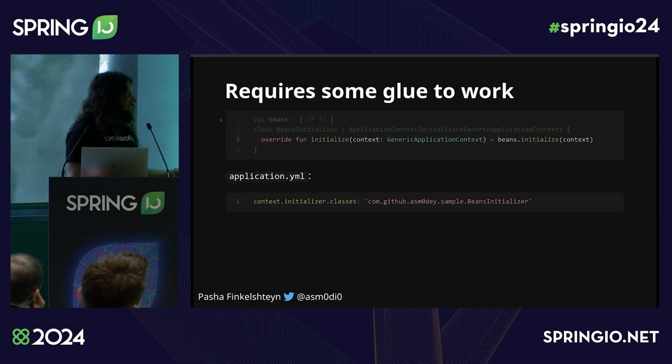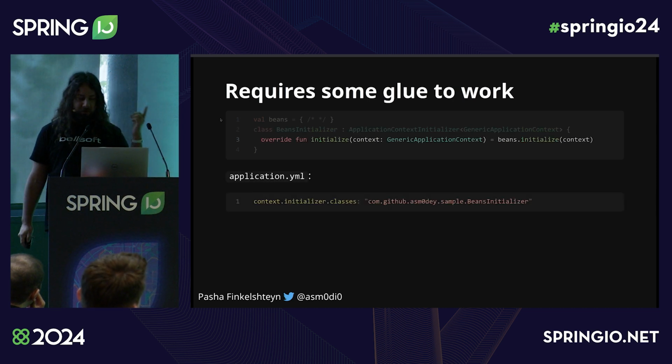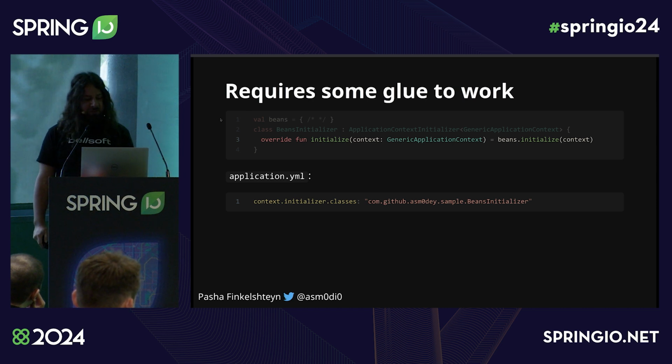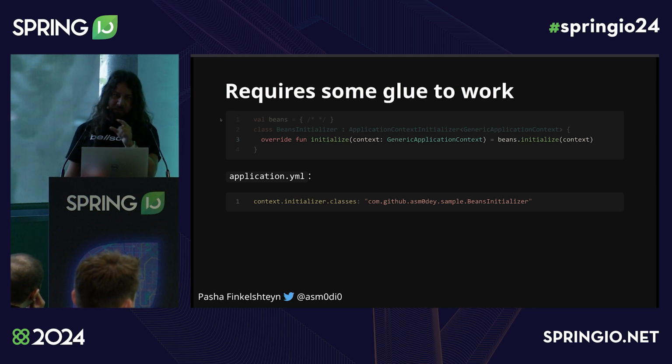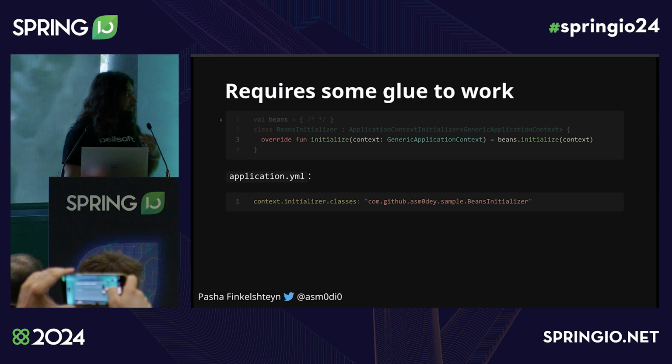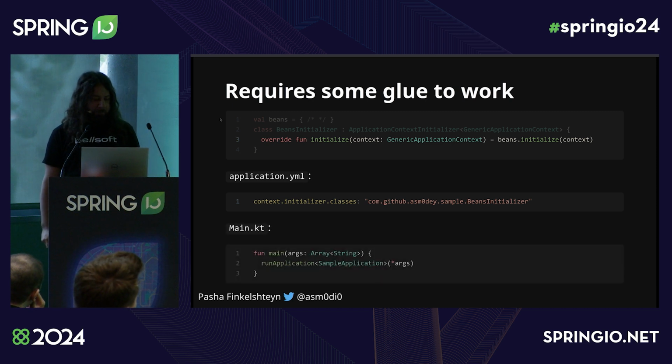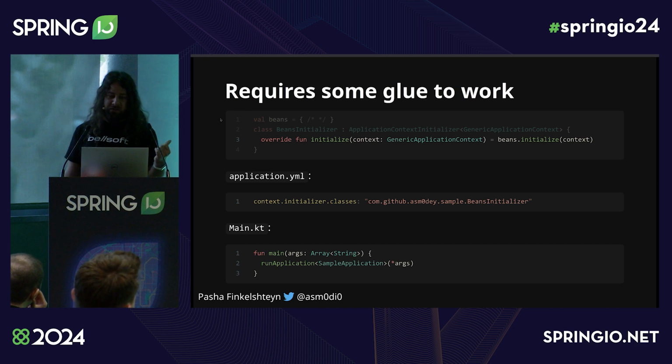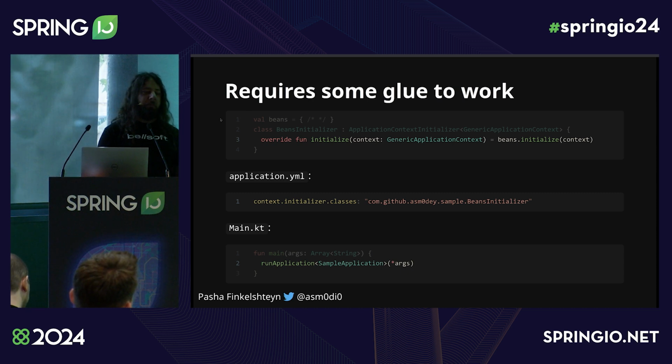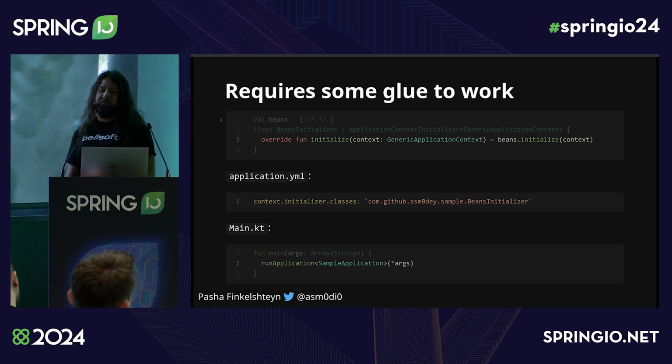And after that, you put into application YAML a small line, context.initializer.classes. Here, you cannot just copy paste it. You should replace my package with your package and put the beans initializer there. But it shouldn't be that complex, I believe. And after that, we remove this lambda and we launch our application as it was launched before, with just runApplication, SampleApplication, args. And it just works. I mean, no downsides here. Much less code, arbitrary logic in your bean definition.